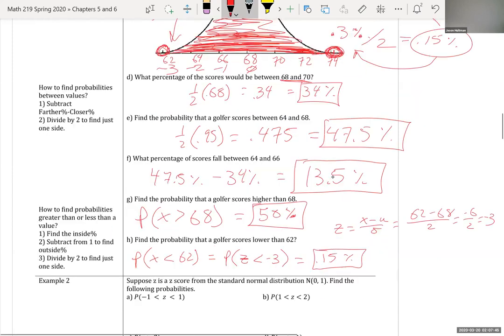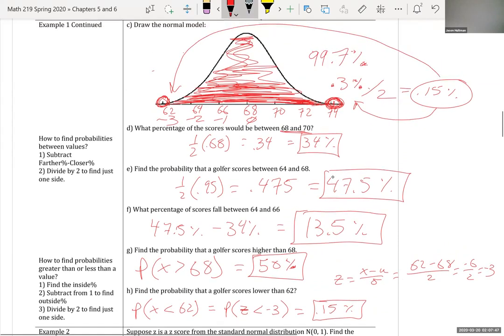Okay, so a lot to take in. You're going out from the middle and looking at the total area underneath this thing, and how can we calculate those areas?